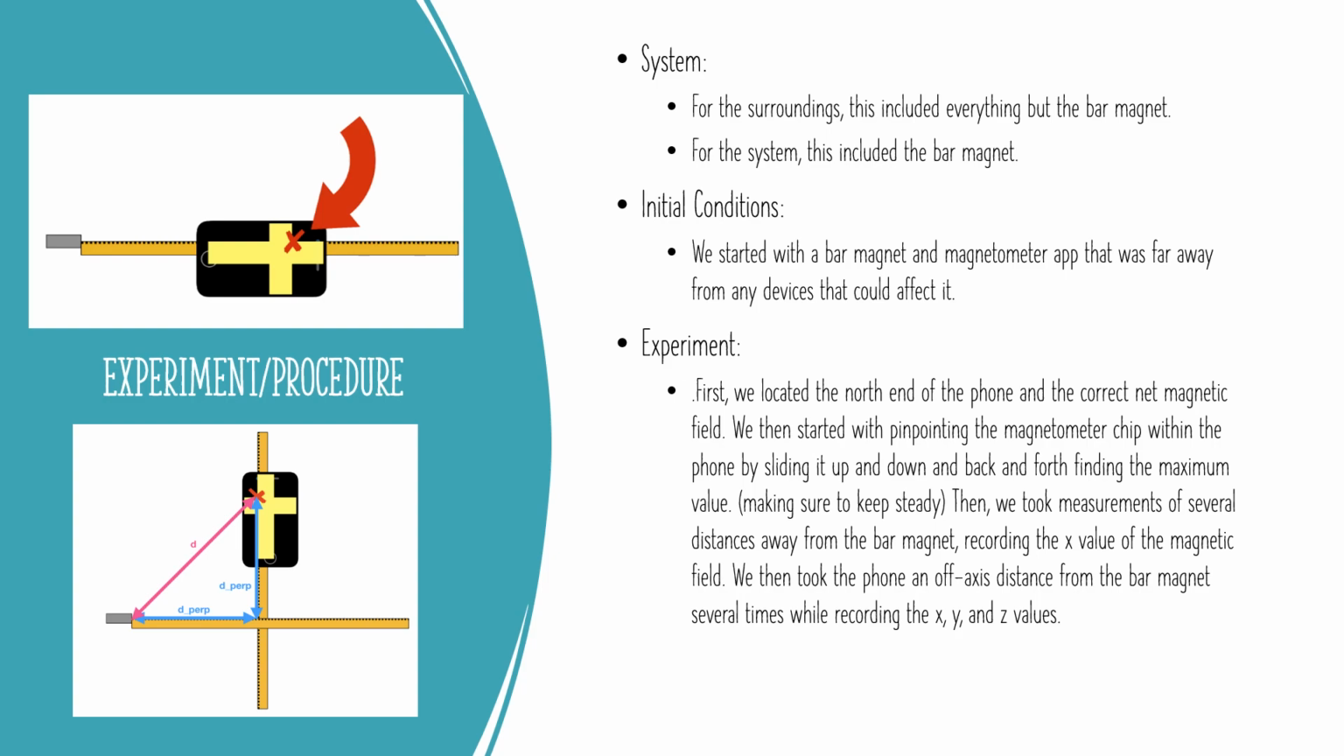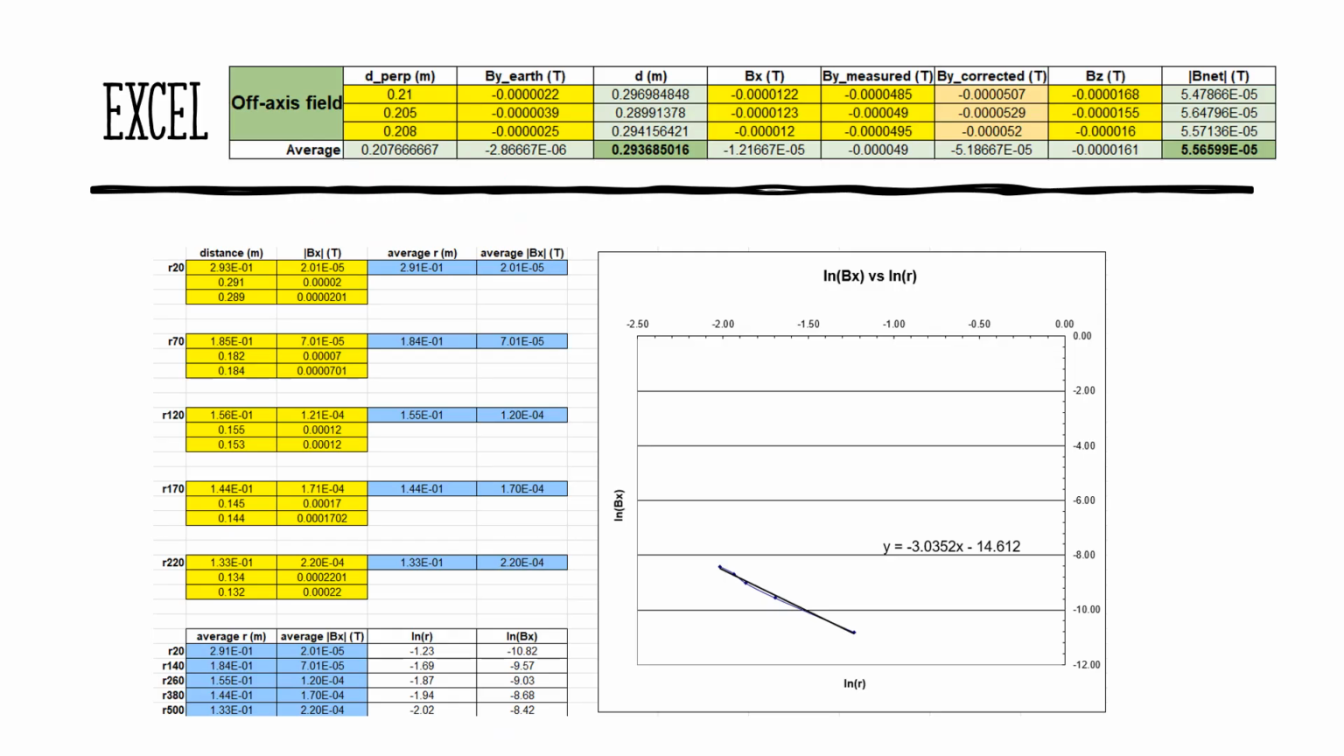In the bottom section, we have the linearized data that we got from taking 3 trials of multiple sets of distances on axis from the bar magnet. We had to take the log of the averages of all the numbers in order to get a more usable slope equation. There you can see the equation y = mx + b, where n is negative 3.04 and ln of k is negative 14.6.